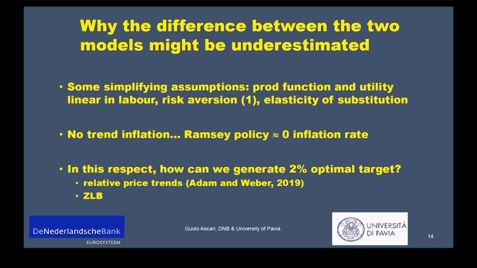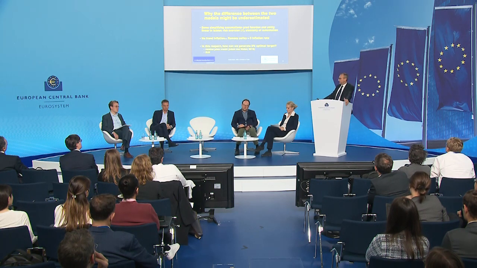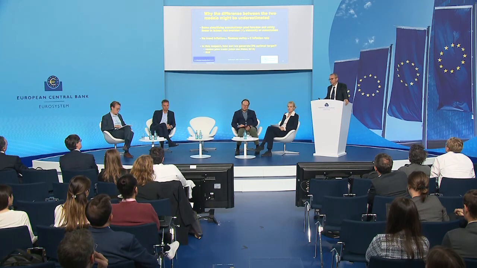Okay. So the difference between the two models might actually be underestimated by the model. And I think that is possibly true, given some simplifying assumptions that I think are due to numerical feasibility. Production function and utility are linear in labor. That makes the two models more similar than otherwise. The risk aversion is also one. The elasticity of substitution is not very high. The other thing is there's no trend inflation because the Ramsey policy is basically zero. So there's no role for trend inflation, which we know screwed up the Calvo model big time.